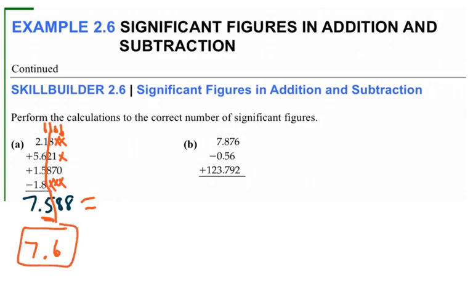Okay? Now, take a look at B. You got 7.876 minus 0.56, so you're going to subtract those numbers. Then you're going to add 123.792. Go ahead and do that. Just use your calculator. And let's compare answers. I got 1, 3.